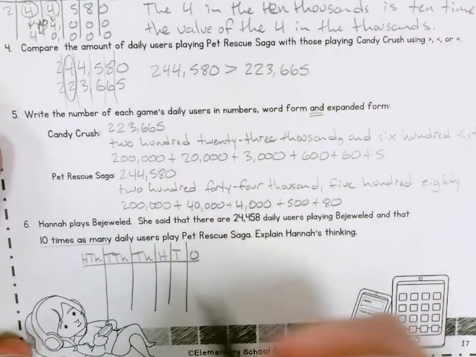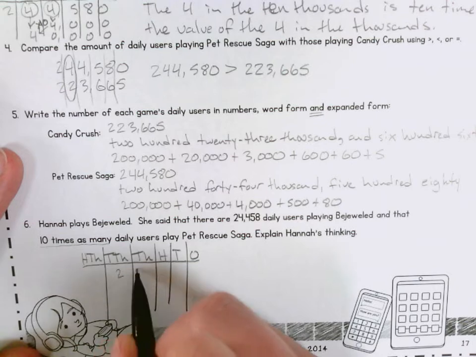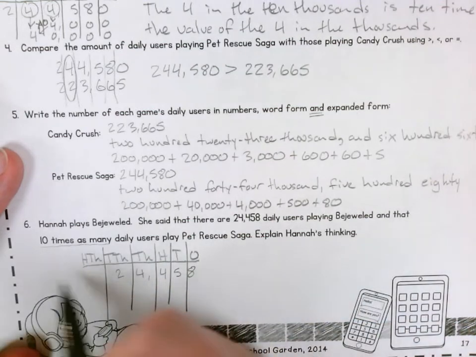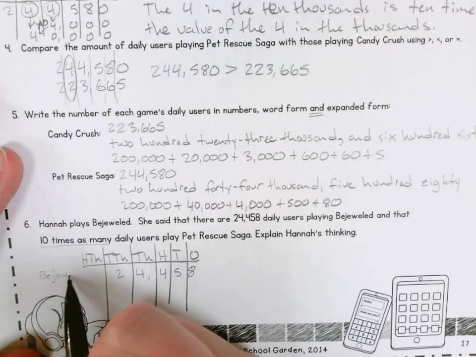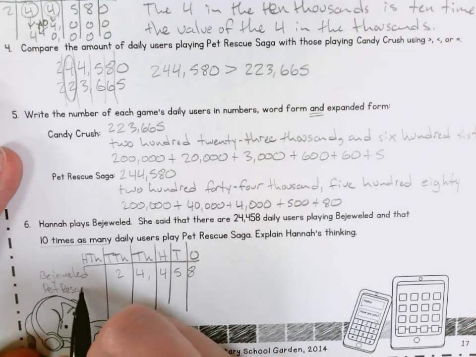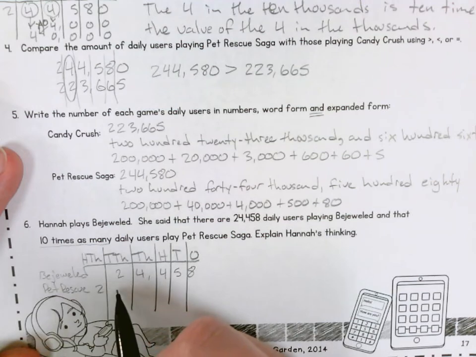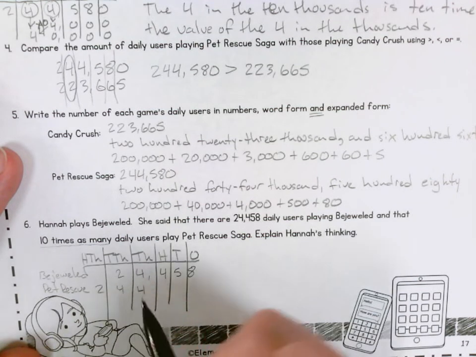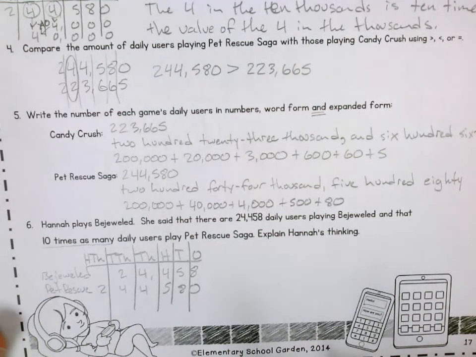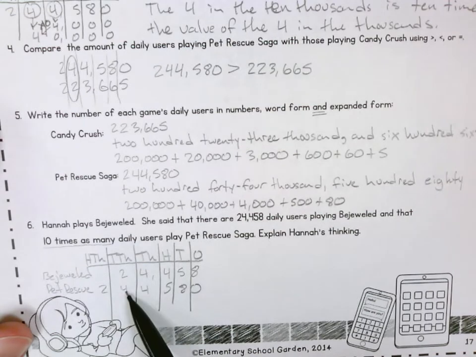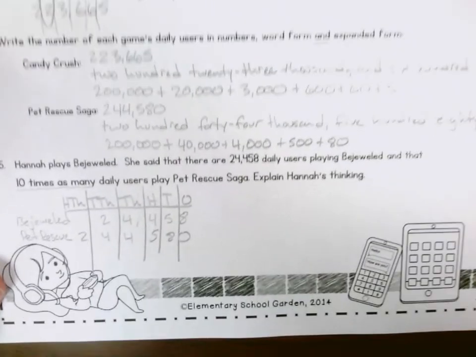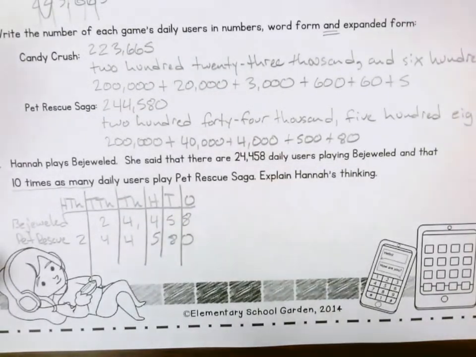And 24,458 is Bejeweled. And Pet Rescue Saga is 244,580. Hannah says that this number is 10 times as many as this number. If that's true, then each digit should be worth 10 times as much.